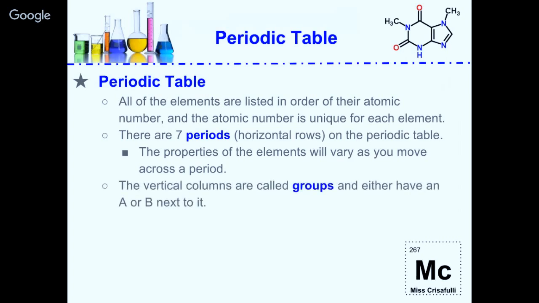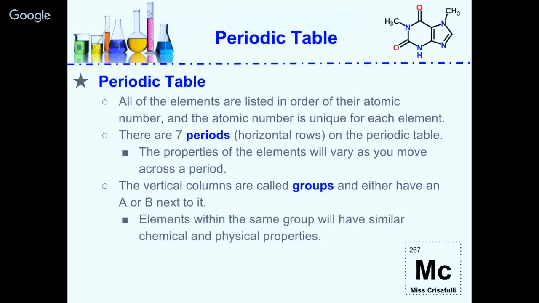There are vertical columns on the periodic table, and we call those groups, and they either have an A or a B next to them. A means that it's a main group element, and B means that it is a transition element. Elements within the same group will have similar chemical and physical properties.